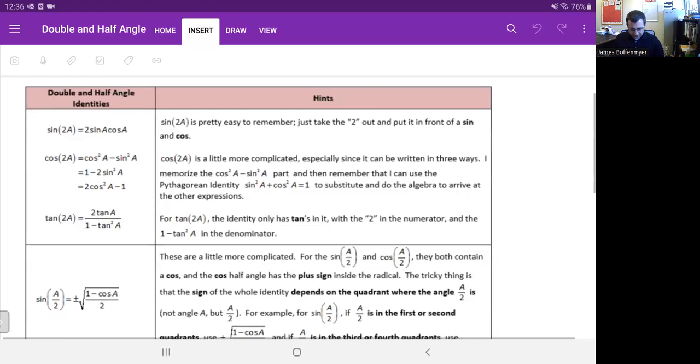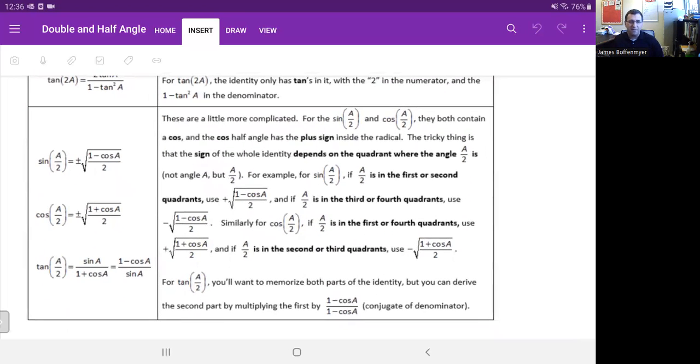Now, the next set of formulas that we have are the half angle identities. These look complicated, but they're actually not too bad because they're all very related to one another. The half angle for sine, the first one that we have listed, is plus or minus the square root of 1 minus cosine of your angle, divided by 2. The half angle formula for cosine is plus or minus the square root of 1 plus cosine of your angle, divided by 2. So those two formulas are pretty much the exact same.